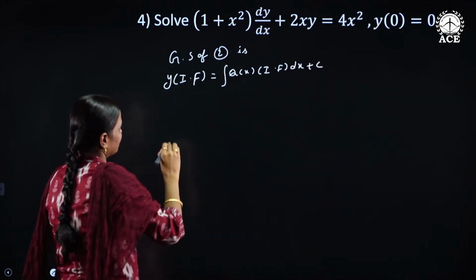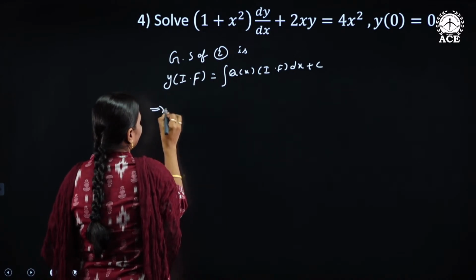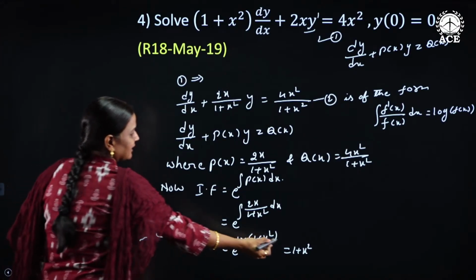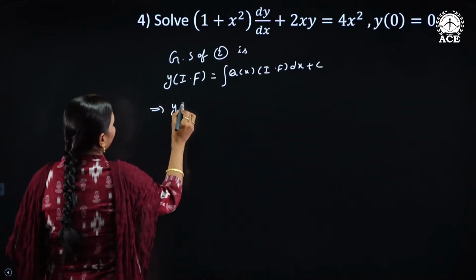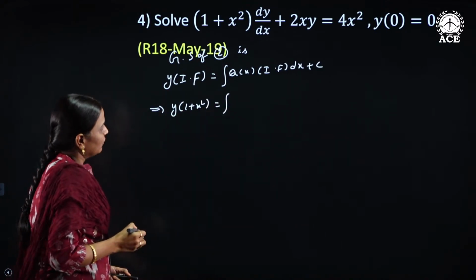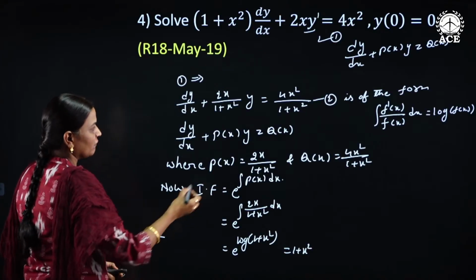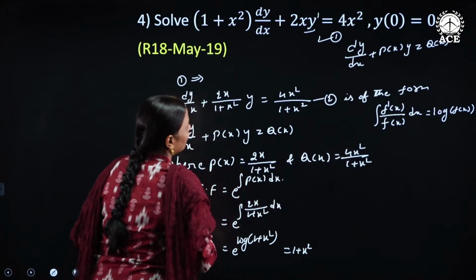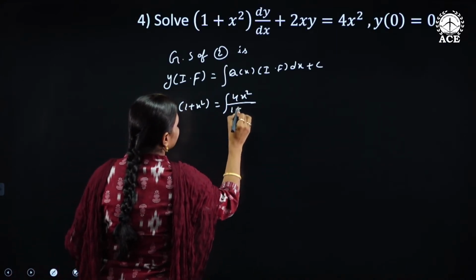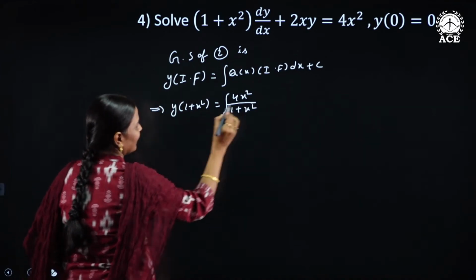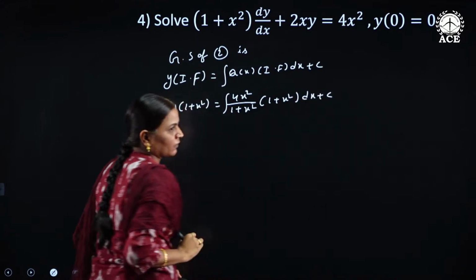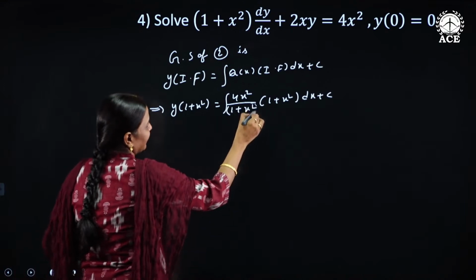Now substitute the terms. Our integrating factor is 1 plus x square. So y into 1 plus x square is equal to integration of q of x, which is 4x square by 1 plus x square, into the integrating factor 1 plus x square, into dx plus c. Observe clearly, these two terms are cancelled.